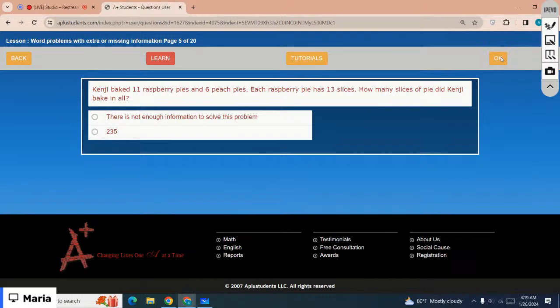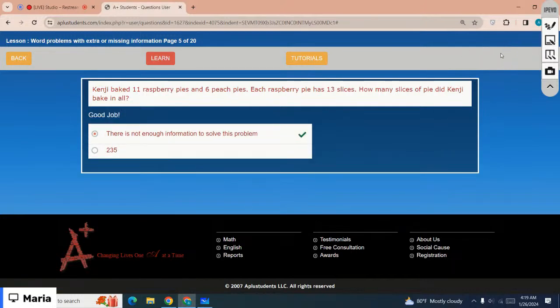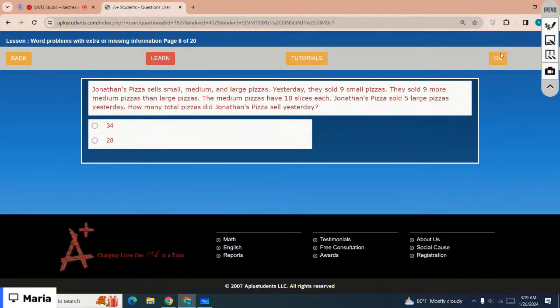You are given the slices of raspberry pie, right? But you are not given the slices of the peach pie. So, yes, the correct option is there is not enough information to solve the problem. Okay, you can complete the lesson by yourself later today. So, let me just move on to the next lesson.